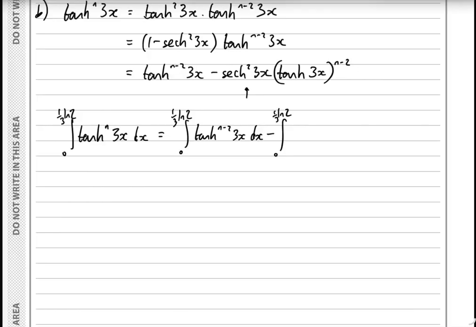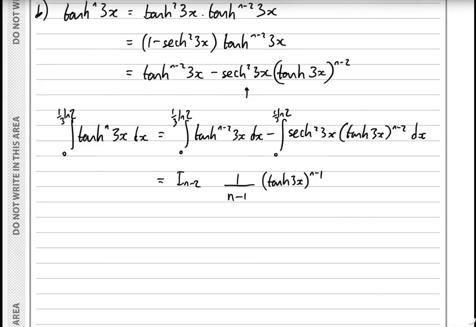Log 2, sech squared 3x tanh 3x to the n minus 2 dx. So this first term is I n minus 2. And then I have to integrate this, but like I said, that I know has come from 1 over n minus 1 times that bracket to the n minus 1.